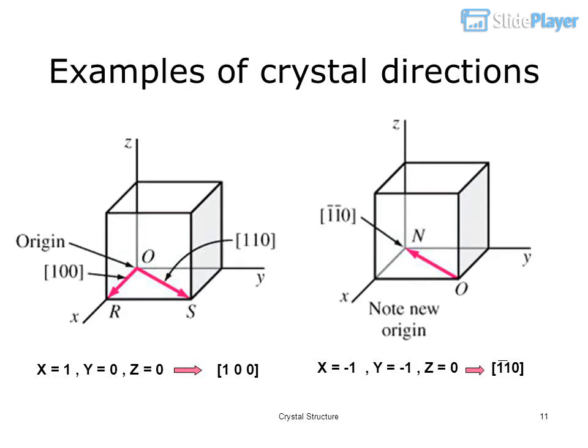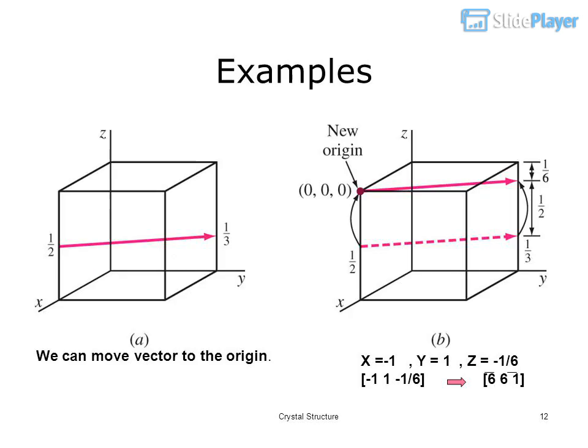Examples of crystal directions. x equals 1, y equals 0, z equals 0, giving [100]. x equals -1, y equals -1, z equals 0, giving [110]. Crystal structure 11. Examples: we can move the vector to the origin. x equals -1, y equals 1, z equals -1/6, giving [6 6 1].